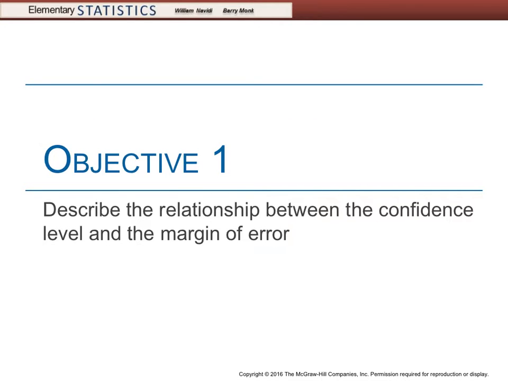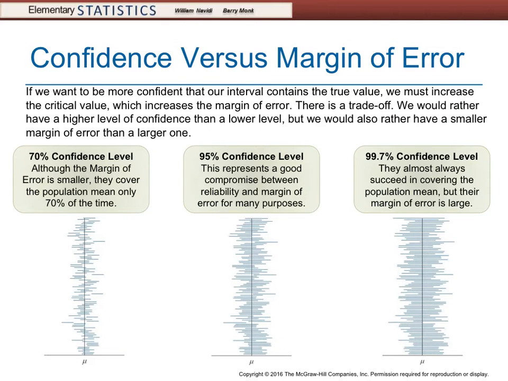So our first objective is to describe the relationship between confidence level and the margin of error. If we want to be more confident that our interval contains the true value, we must increase the critical value, which increases the margin of error. There is a trade-off, however. We would rather have a higher level of confidence than a lower level, but we would also rather have a smaller margin of error than a larger one.